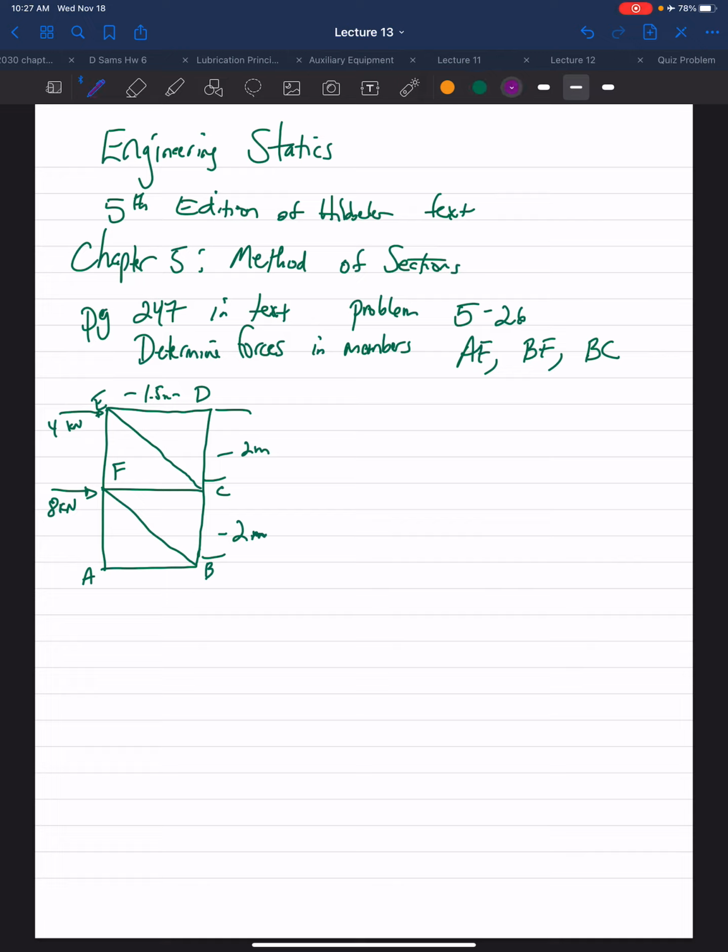And we need to make our cut from AF, BF, and BC. So straight through the bottom of the truss.